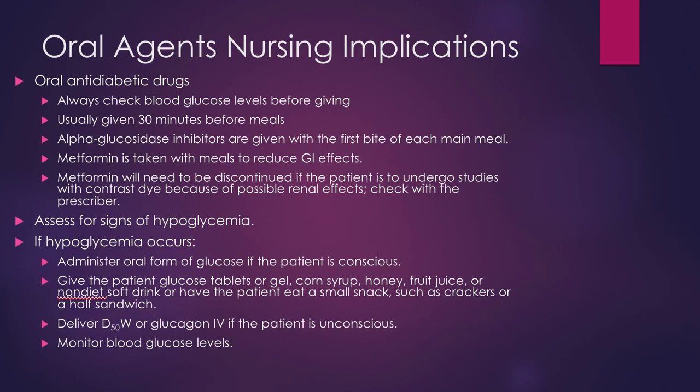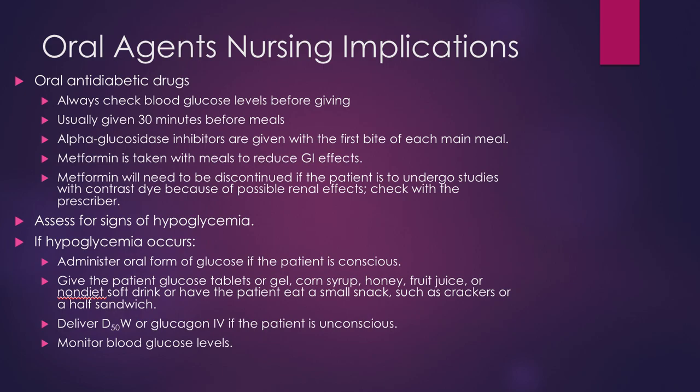In the hospital, we will give D50. We'll give an amp, usually a half an amp of D50. That is 50% dextrose. That goes in the IV. If the patient doesn't have an IV, give them some glucagon. Glucagon can be given IV or IM.